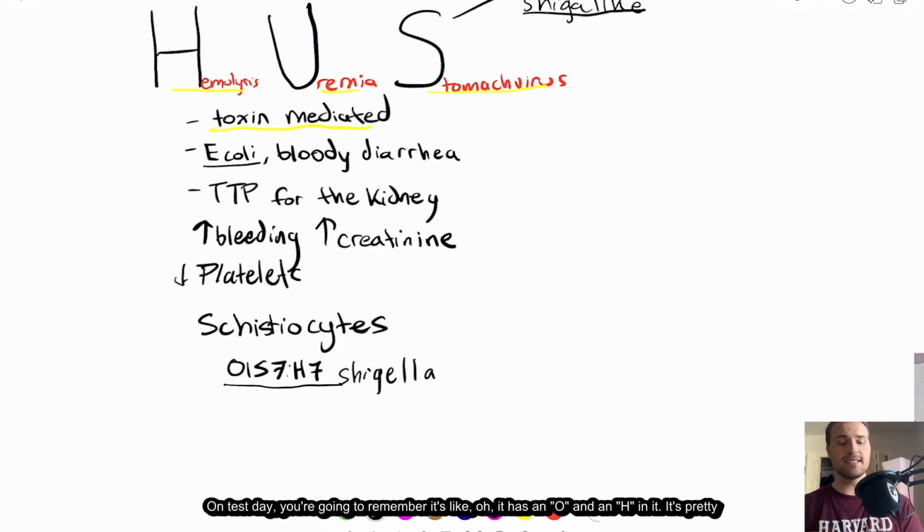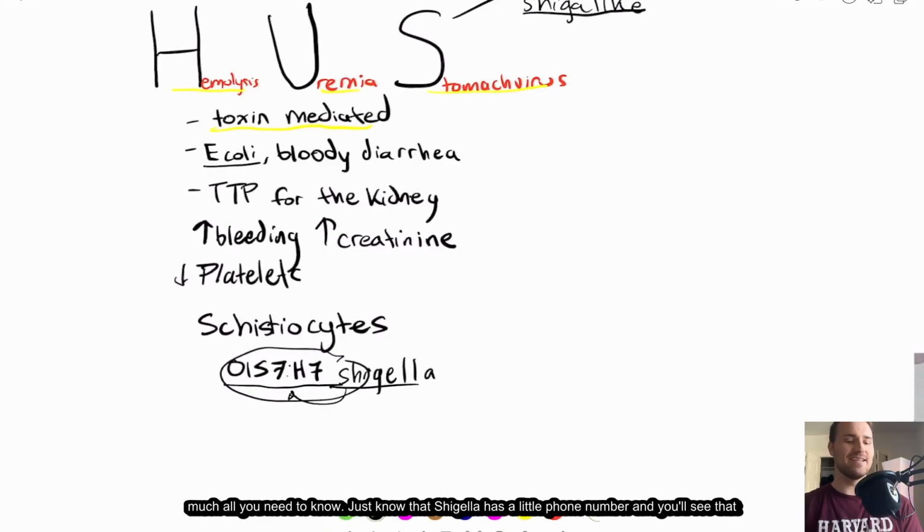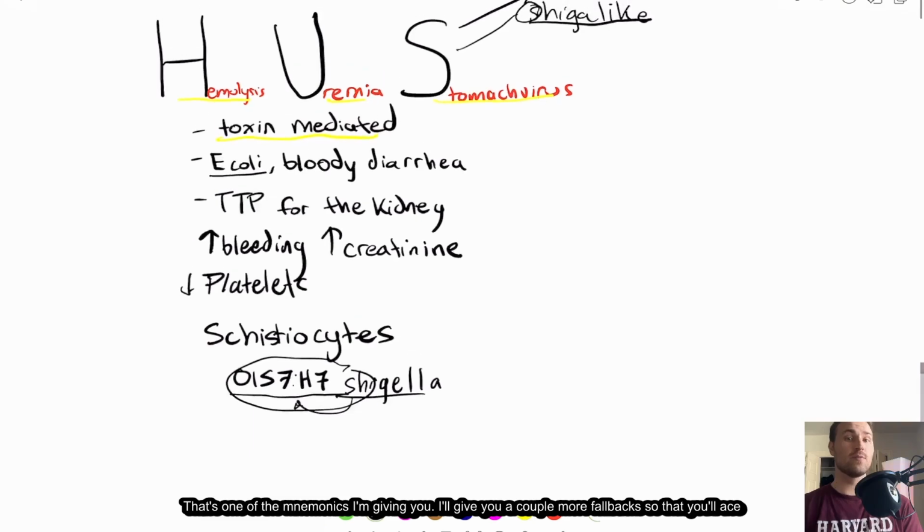I'll give you a hint though. On test day, you're going to remember it has an O and an H in it. It's pretty much all you need to know. Just know that Shigella has a little phone number, and you'll see that string and you'll be like, oh, okay, that's totally Shigella. And because of this S, you'll think Shigella S, HUS. That's one of the nets I'm giving you.